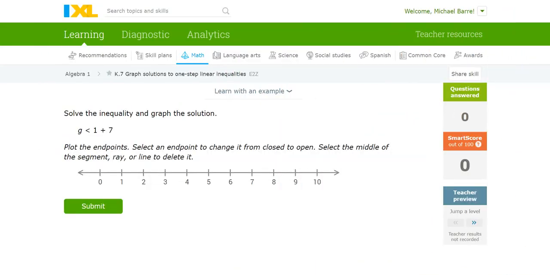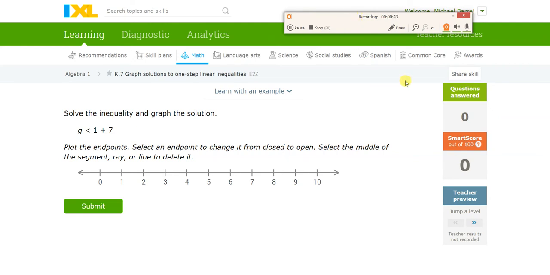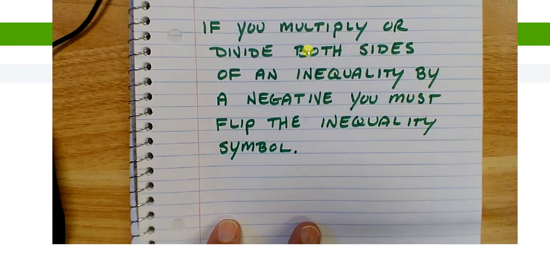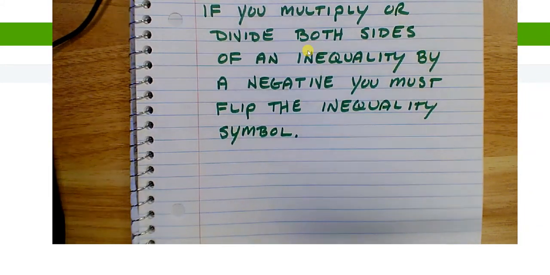Boom, let's do this. See if those pop up as I'm doing it. G is less than 8. Oh, also, you know what I need on my notes then? I also need circle types.